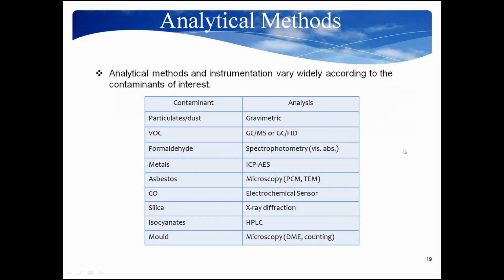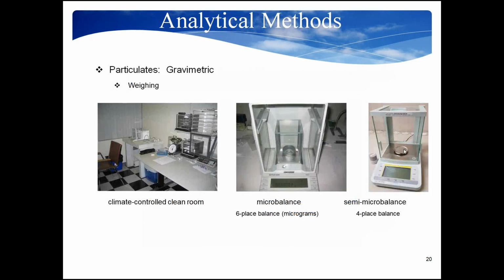Okay, what analytical methods might you need to use? There's quite a few of them, and it depends on what you're measuring and detection limits, things that you might need. So for dust, you will use a gravimetric method. For VOCs, you might use GCMS or FID. Metals, ICP-AES. Asbestos is microscopy. And silica, for example, is X-ray diffraction. So we'll get into those in a little more detail now.